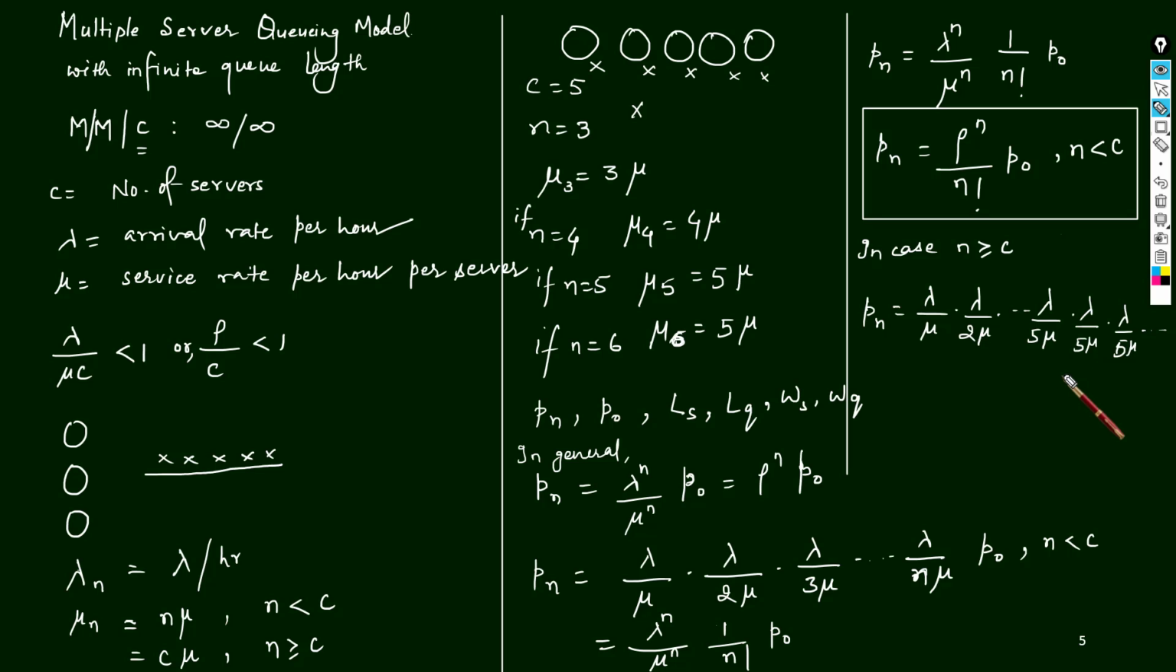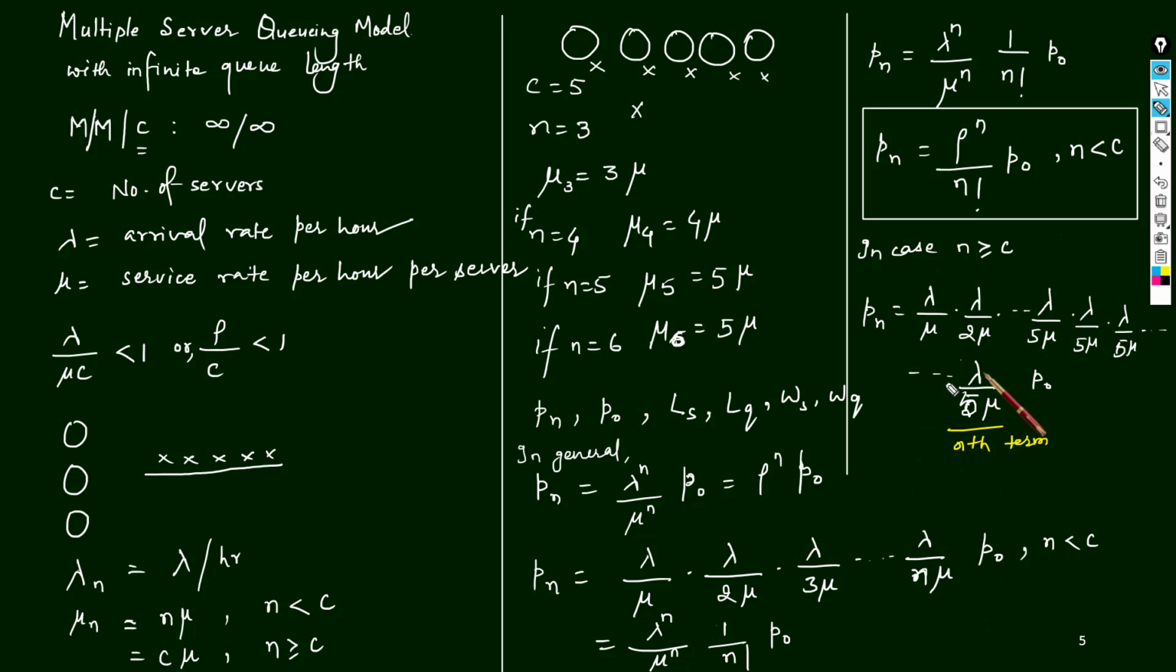This will continue up to n, isn't it? So like this, lambda by 5 mu, sorry, it will continue up to n. This is the nth term, and into P0. This will be the expression.